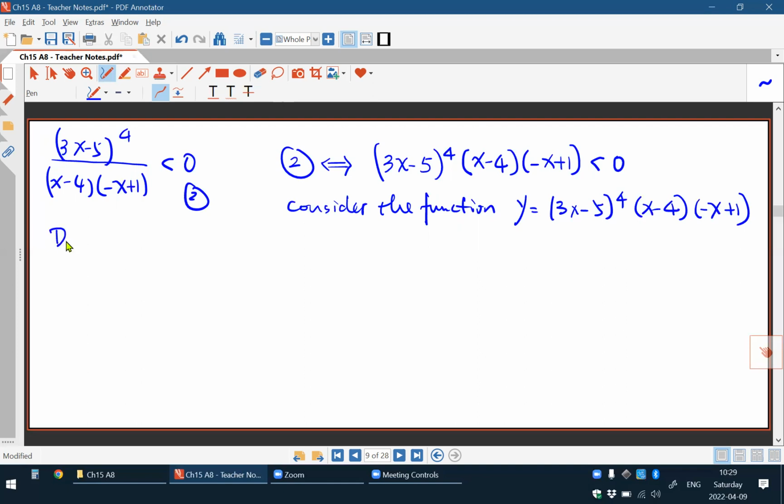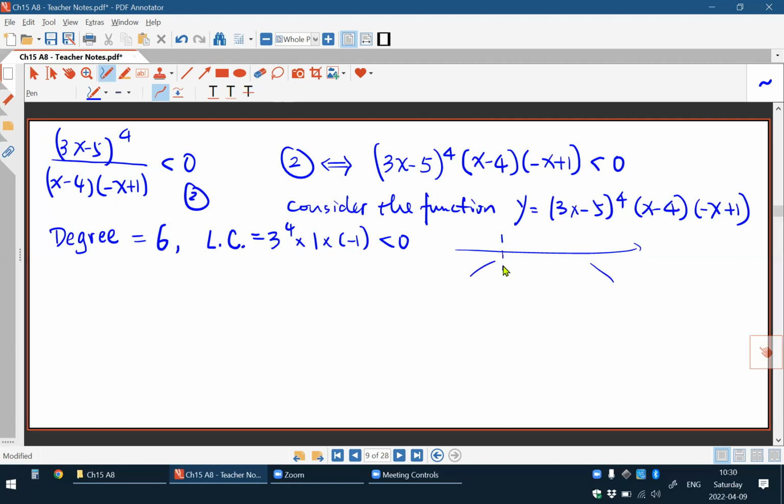First of all, we find its degree, which is the highest order of x. So we have 4, 5, 6. Degree is 6, and the leading coefficient is 3 to the power 4 times 1 times -1. Of course, this is less than 0, right? Then the end behavior will look like this. Degree is even and leading coefficient is negative, so the end behavior looks like this.